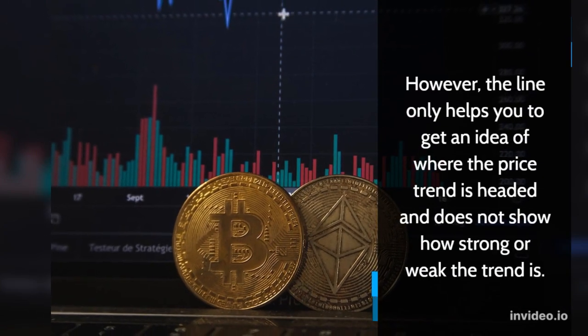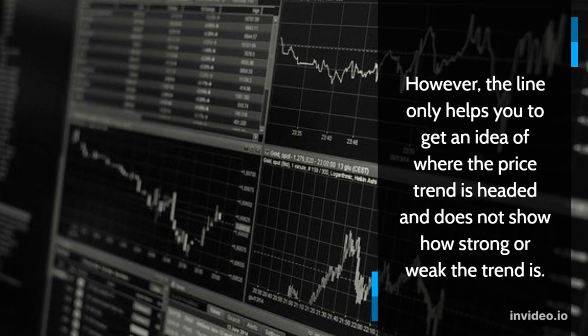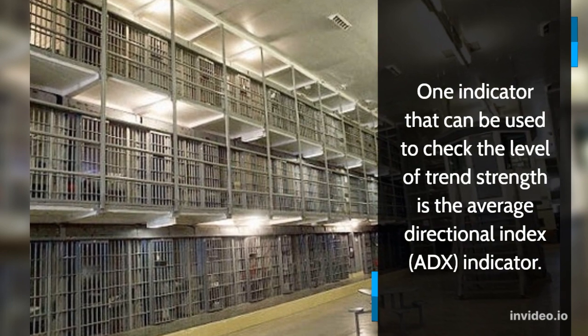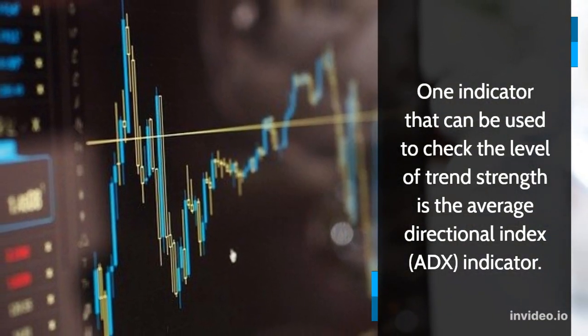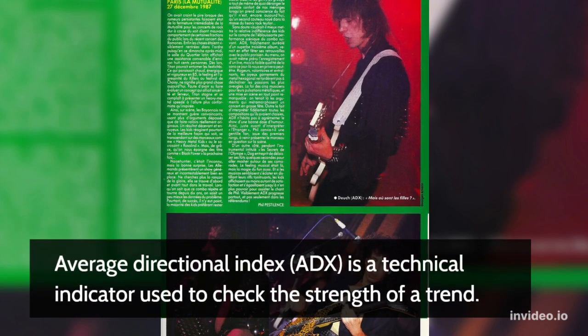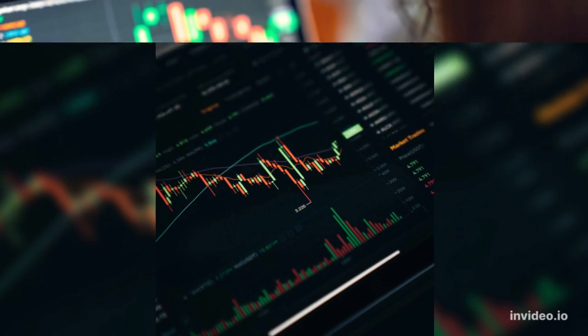However, the line only helps you to get an idea of where the price trend is headed and does not show how strong or weak the trend is. One indicator that can be used to check the level of trend strength is the Average Directional Index, ADX, indicator. Average Directional Index, ADX, is a technical indicator used to check the strength of a trend.